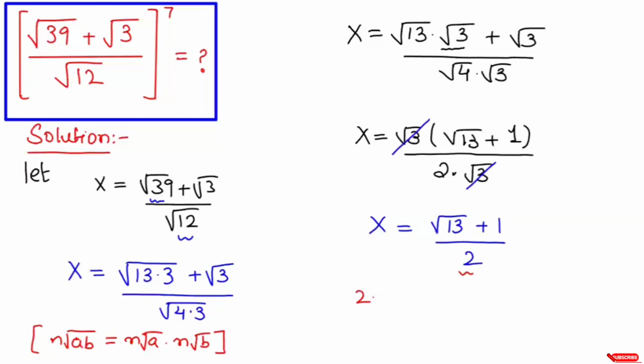2 times x equals root of 13 plus 1 over 2 times 2. Here this and this cancel out. So the next equation we get is 2x equals root of 13 plus 1. Now, next I will take this positive 1 to the left hand side: 2x minus 1 equals root of 13. Now, for removing this root, I'm going to square both sides.